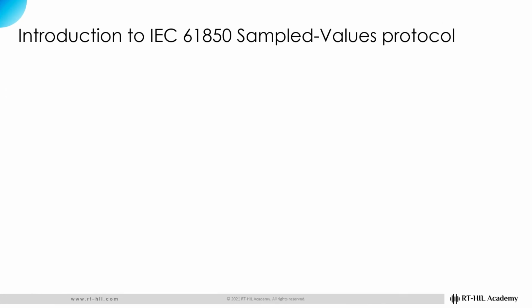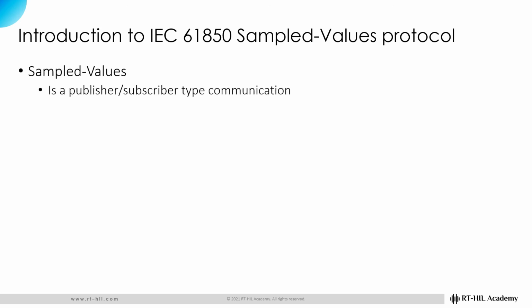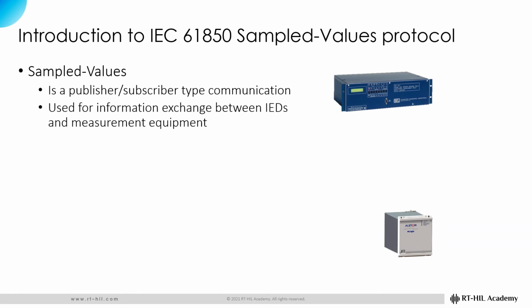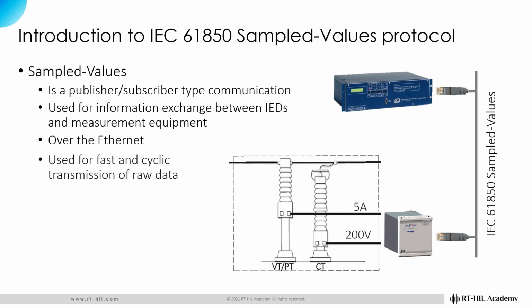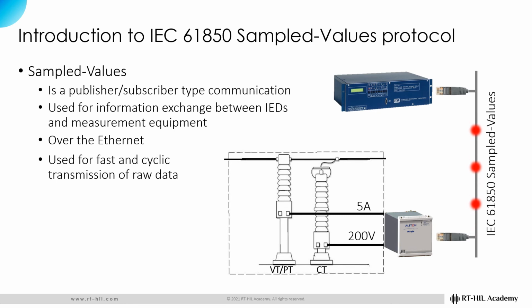What is the IEC 61850 Sampled Values protocol? The Sampled Values protocol is a publisher-subscriber type communication that is used for information exchange between IEDs and measurement equipment in a substation over the Ethernet. The Sampled Values protocol is used for fast and cyclic transmission of raw data, such as high-resolution sampled point-on-wave data of voltage and current signals.